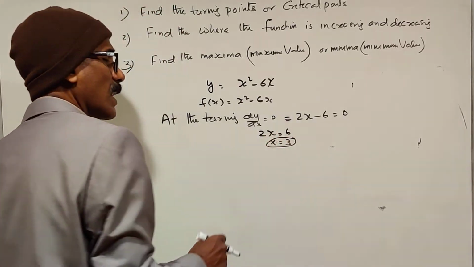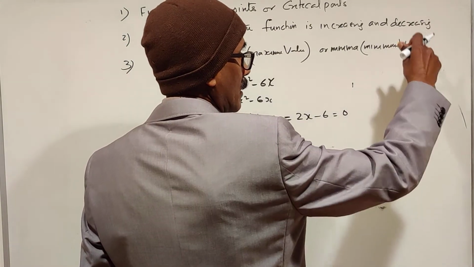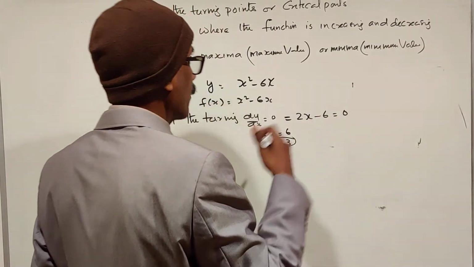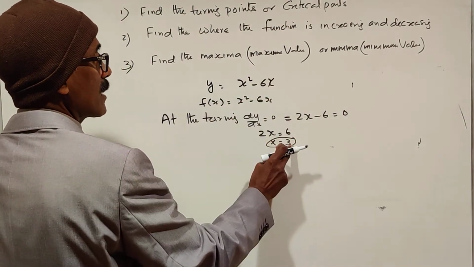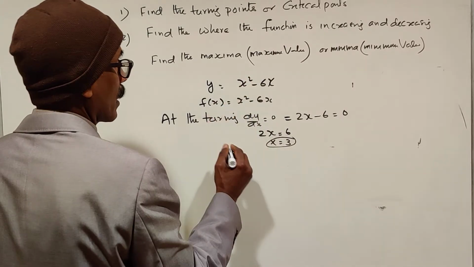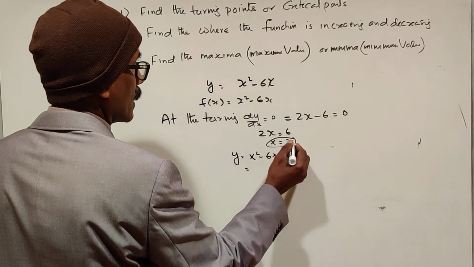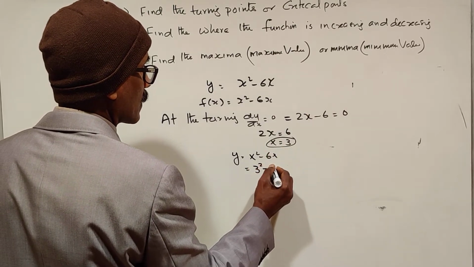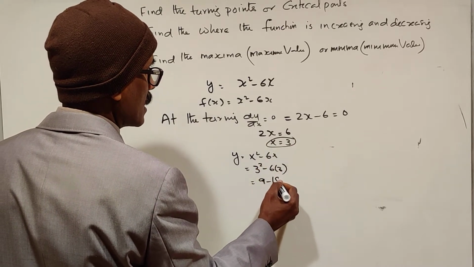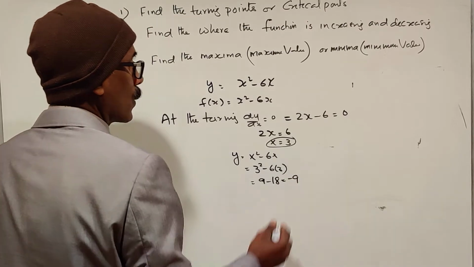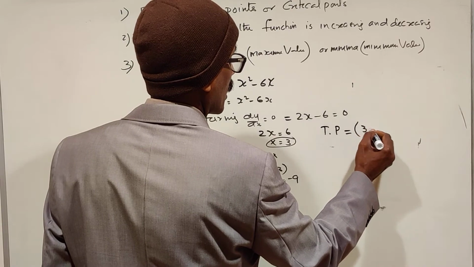So at x equal to 3 the function turns, maybe a minimum point or a maximum point. We need to find out which. This is only the x coordinate. We need to find the y coordinate. How can you find it? Just substitute this value here, you get the turning point. y equals x square minus 6x, so 3 square minus 6 into 3, that is 9 minus 18 equals minus 9. So the turning point is (3, minus 9).